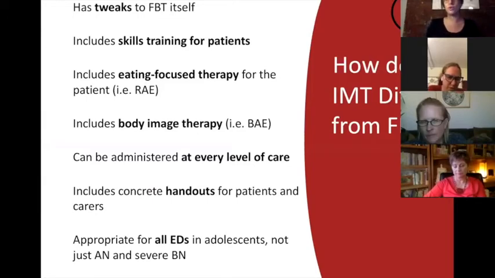So for those of you who aren't so familiar with FBT, you might not know that FBT is actually atheoretical, meaning it doesn't purport to be a cognitive behavioral therapy, a behavior therapy, third wave therapy, nothing. It's just atheoretical. It doesn't come from any sort of cohesive conceptualization. It basically is a treatment that says, listen, for whatever reason, we're not going to get into why, carers need to refeed their kids, and that's that.